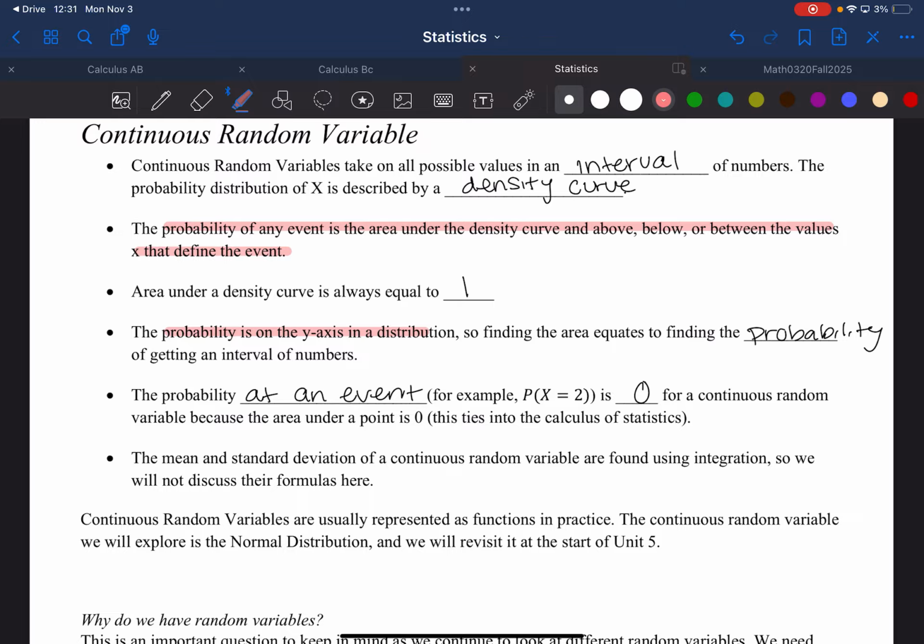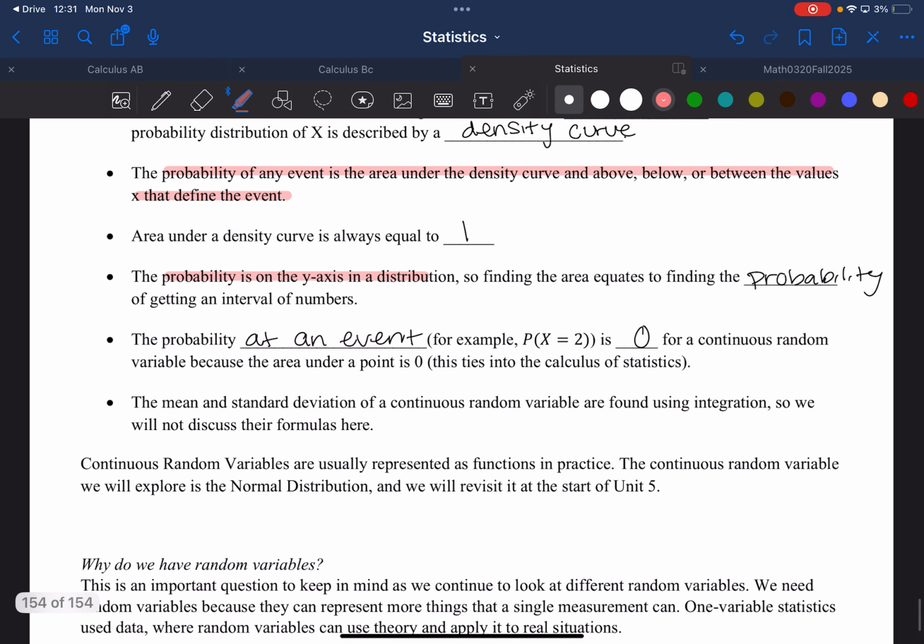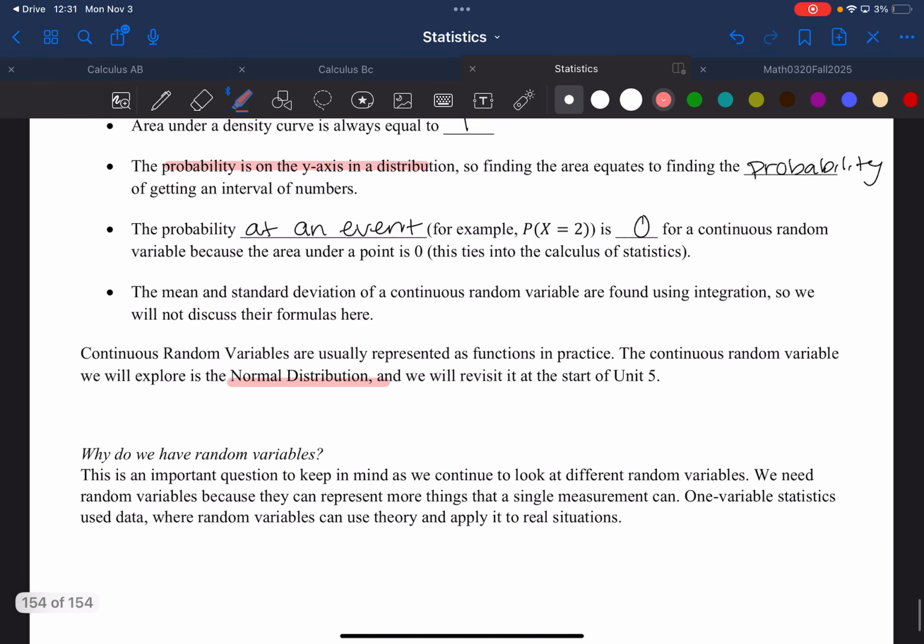The mean and the standard deviation of a continuous function are found using integration. You will not need to do integration in this course. That is what Desmos is for. But if you decide to take another stats course in college, I would say it's not imperative, but important that you maybe take a calculus course with it. Then we have continuous random variables are usually represented as functions. The continuous random variable that we will explore is the normal distribution, and we will come back to that at the end.